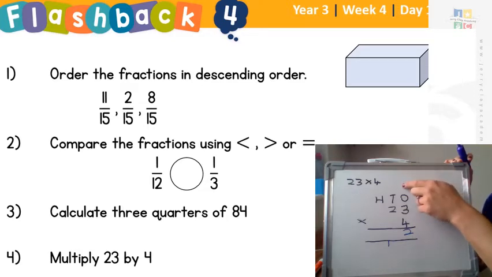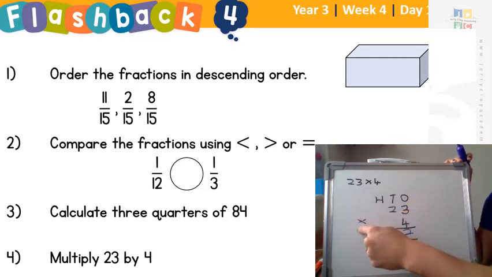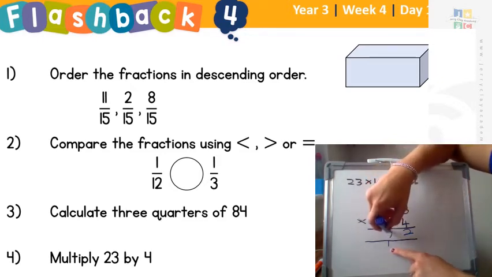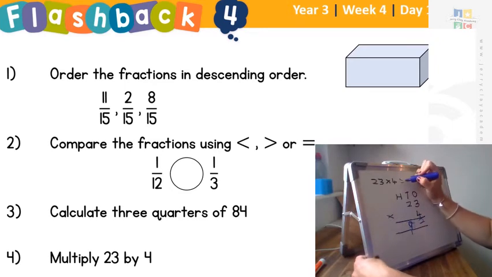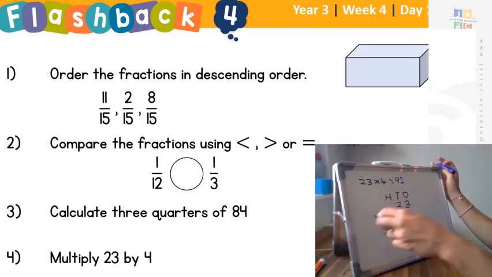Then I'm going to go into my tens column and I'm going to be doing 2 times by 4. So 2 lots of 4 are 8. However, don't forget to add your extra 1, which would be 9. So you should have found that the answer was 92.